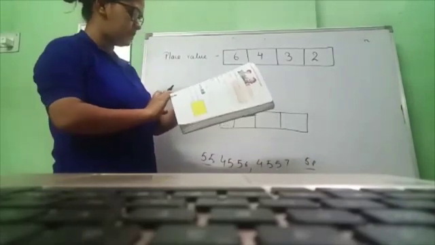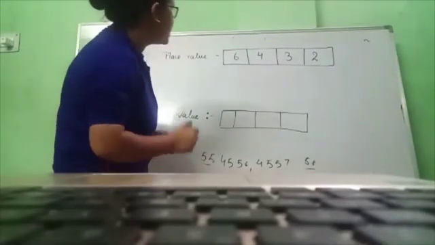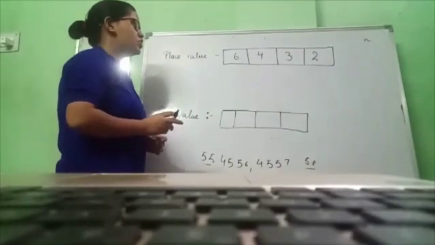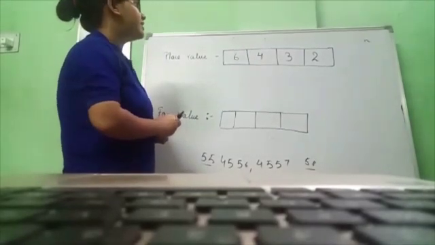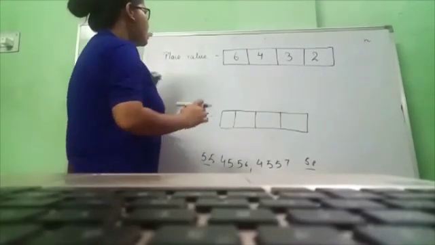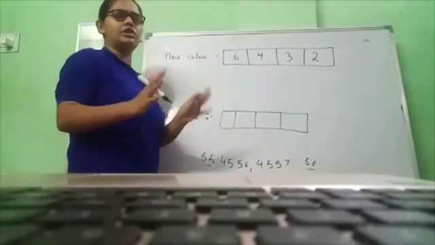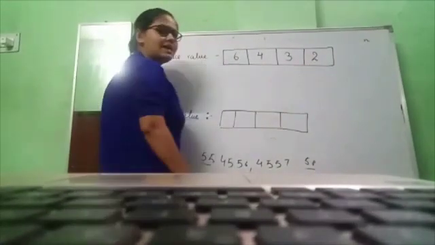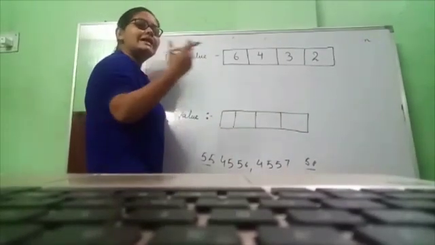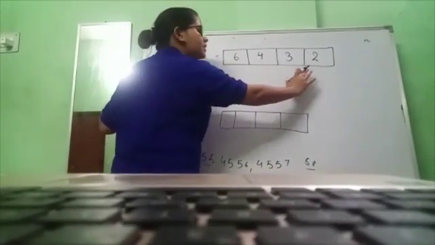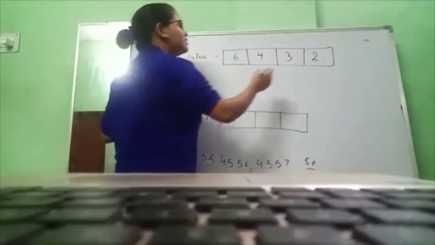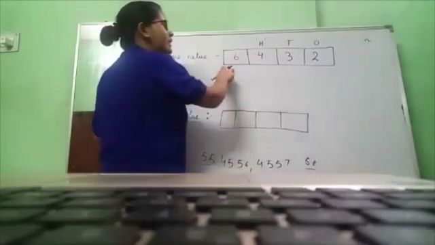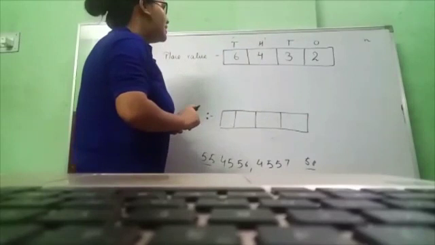Come to page number 12. On page number 12 we are going to discuss place value and face value. So here you can see I have divided them into sections. Now we have to give them a value. As I said, when we write from the right side, and when we read the number, we read from the left side. So this one is ones, this one is tens, this one is 100, and the last one is 1000.